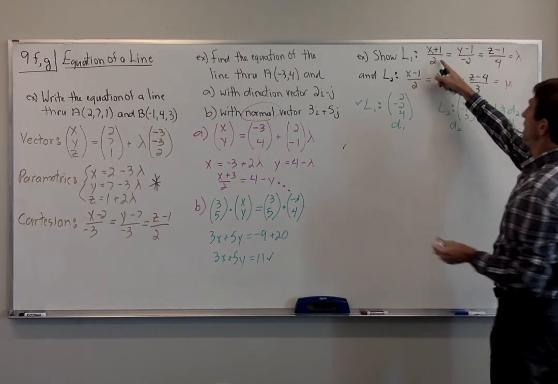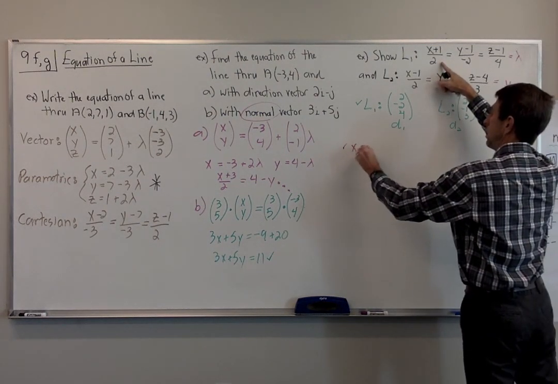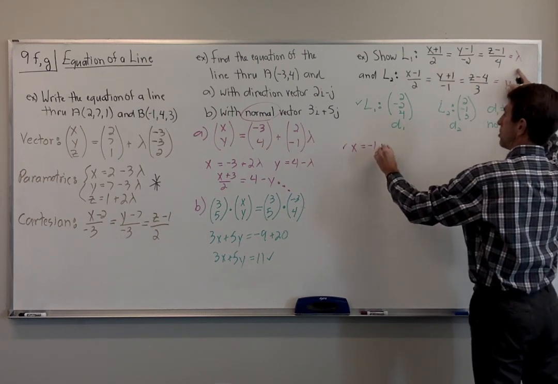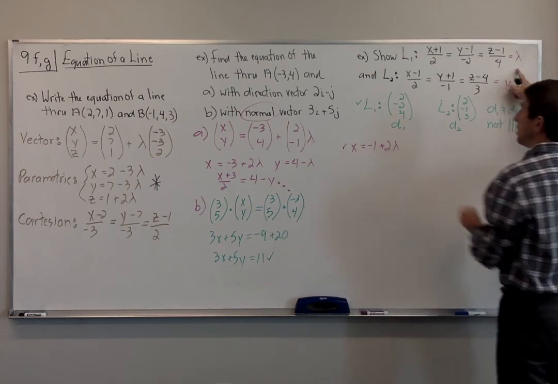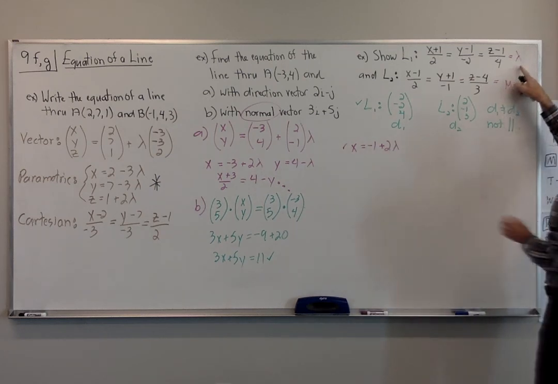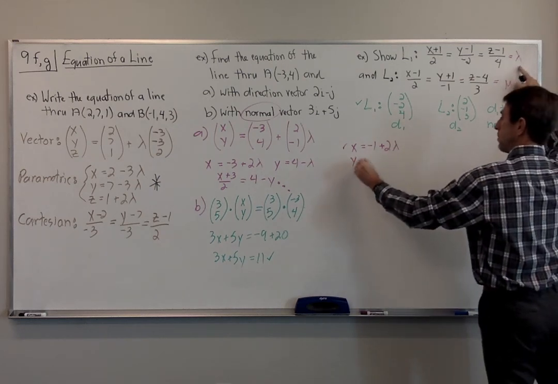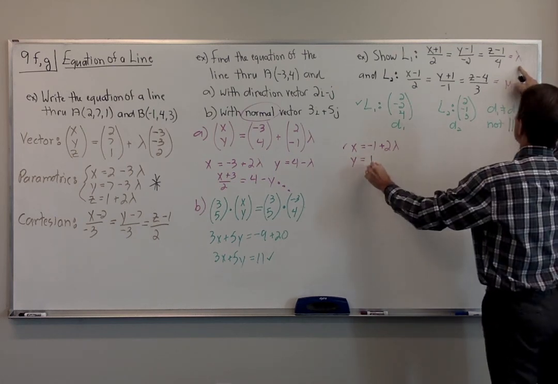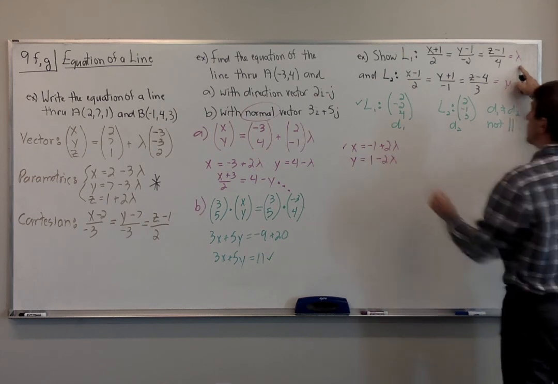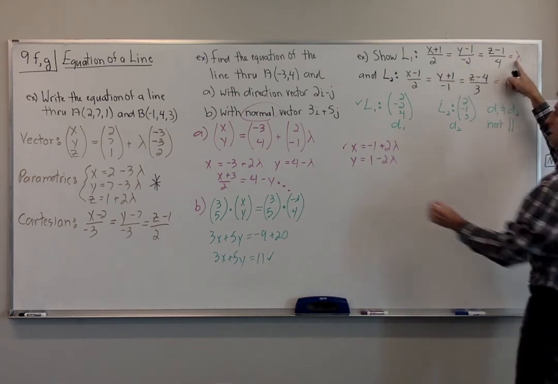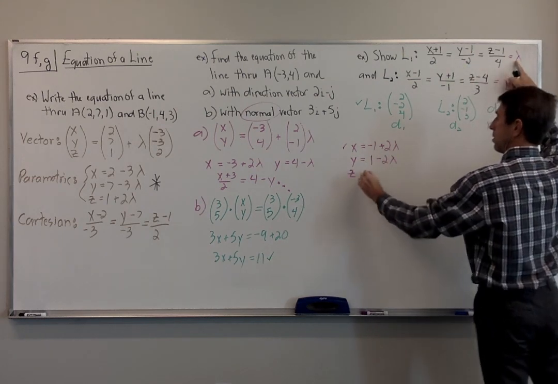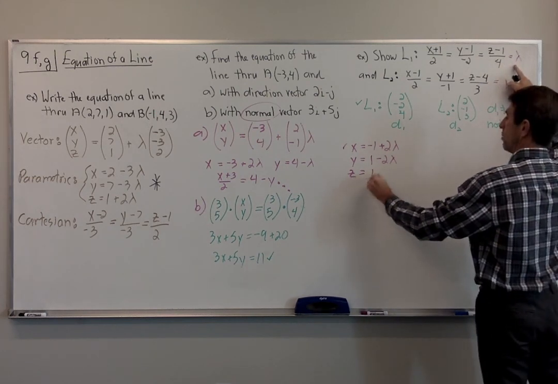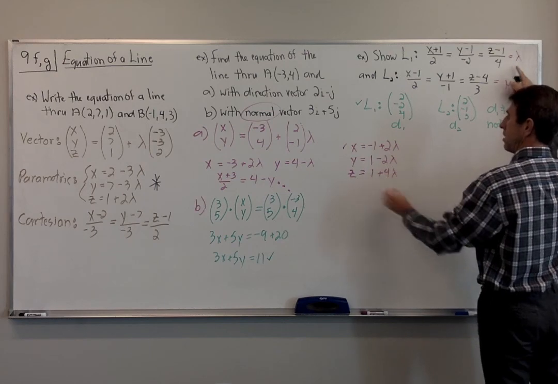So this would be x equals -1 plus 2 lambda. This is going to be line 1. Then y would equal 1 minus 2 lambda. Again, I'm just setting this equal to lambda. Z would be 1 plus 4 lambda. So that's line 1.